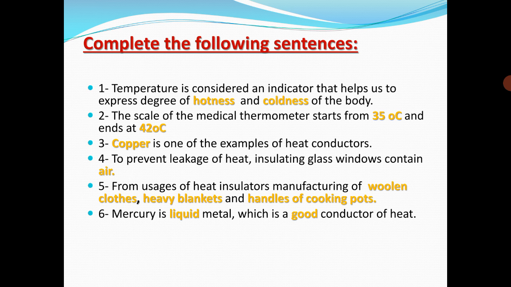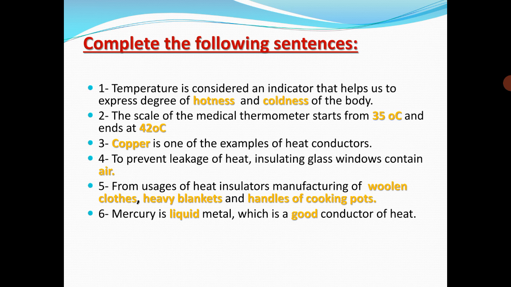To prevent leakage of heat, what does an insulating glass window contain? Excellent. Air. It's two glass sheets and air between them. From the usage of heat insulators: manufacturing of woolen clothes, heavy blankets, handles of cooking pots, because they don't allow heat to pass through.